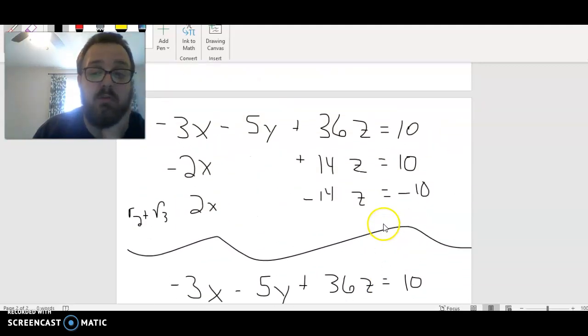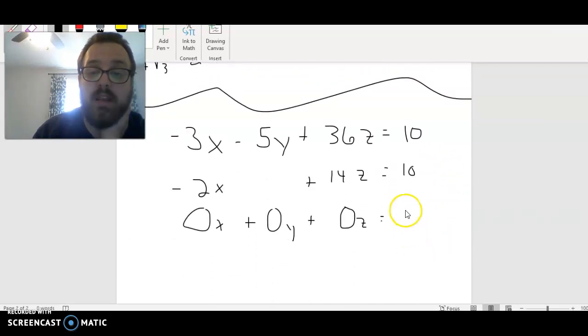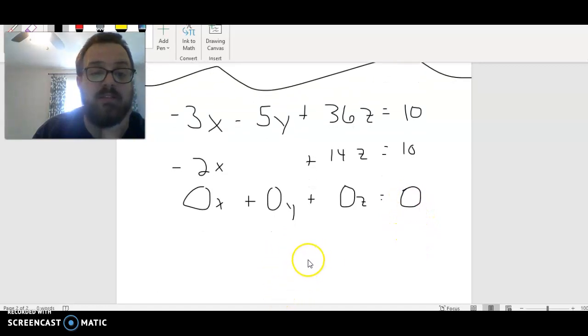So let's take a look at what would happen if I add these two together. 10 and negative 10, when I add together, I'm going to end up getting 0. So this is going to be an example of infinite solutions, okay? Infinite solutions. And you can say that in a whole bunch of different ways. You can write infinite solutions. You can say there's no unique solution. There's a lot of different ways to say that.